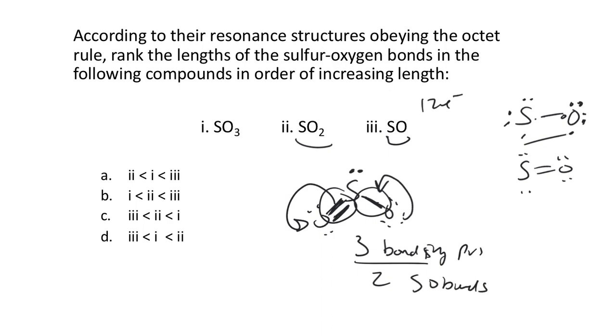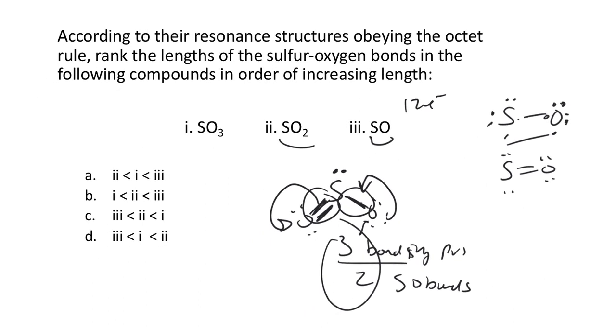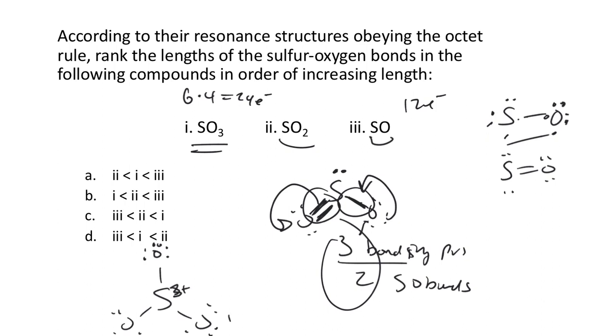Spread across the 2 SO bonds. So that's a 3/2 type bond. And then SO3, central sulfur, 3 oxygens. Let's count up our electrons. 6 times 4, 24 electrons. So this ends up with a 3 plus formal charge on sulfur, minuses on the oxygens.